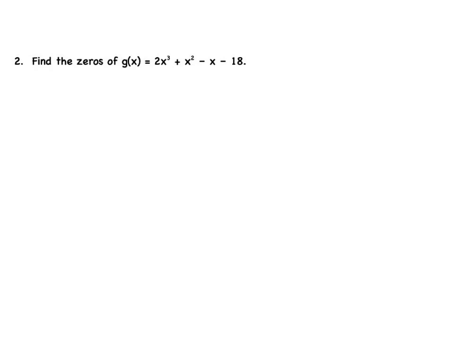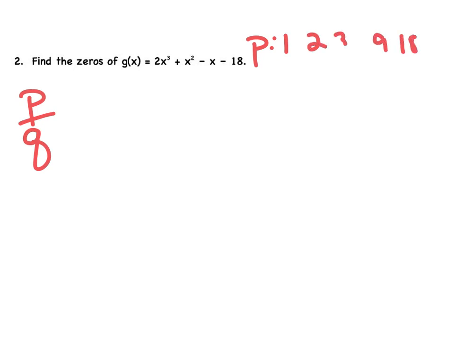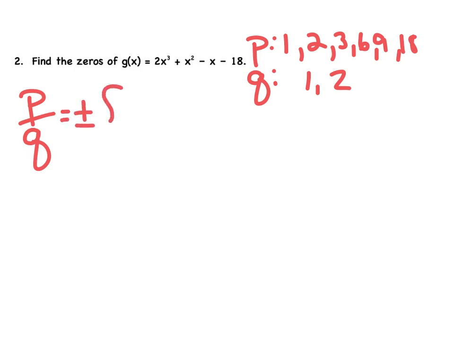So second example, I'm going to begin by listing my p's and my q's and the ratio of p's divided by q's. So let's see up here. First of all, the p's are factors of 18, 1 and 18, 2 and 9, and 3 and 6, and their opposites. Factors of q would be 1 and 2. So my factors of p divided by q would be the whole list of 1, 2, 3, 6, and 9.